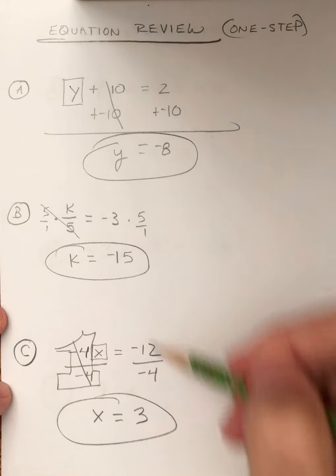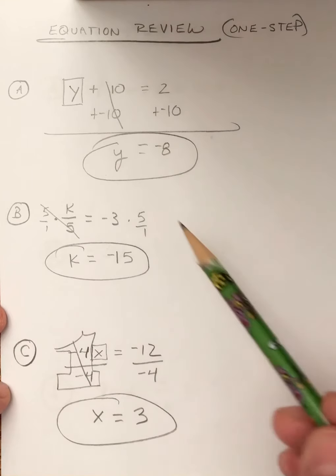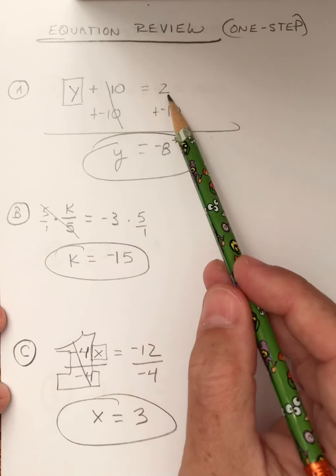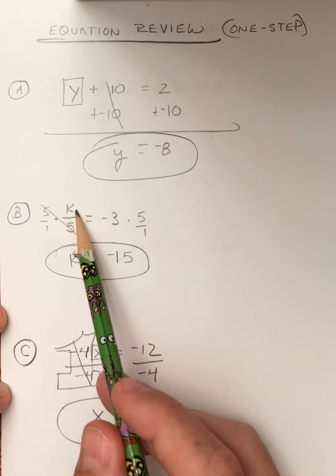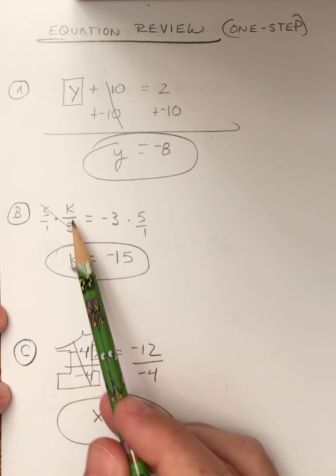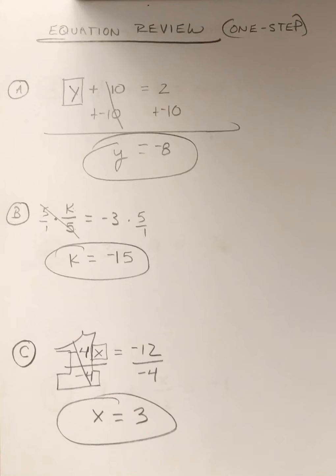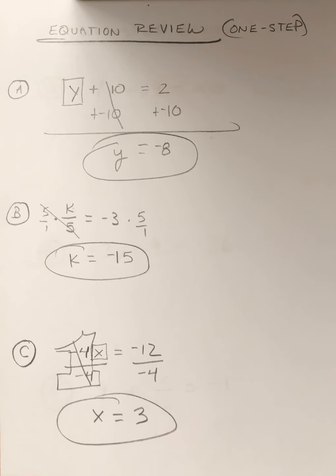Now, keep in mind on any of these, if you have an issue or you're not sure, take it and plug it back into the equation. If I have negative 8 plus 10, that's 2. That's how I know it's right. If I take this negative 15 and put it in here, negative 15 divided by 5 is negative 3. That's how I know. Same up here. If I take this 3 and plug it into the original equation, negative 4 times 3 is negative 12. That's how I know I'm right.